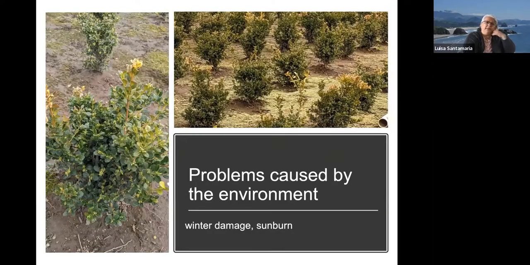So one of the main problems, abiotic problems, is related to winter damage and sunburn. With winter damage, sometimes you see the terminal parts of the branches yellowing, but you see it on most of the plants. So you can clearly identify that it is a problem caused by winter damage or sunburn. Sometimes if you are not familiar, you can say, no, this is disease, but it's not. It's an abiotic damage.